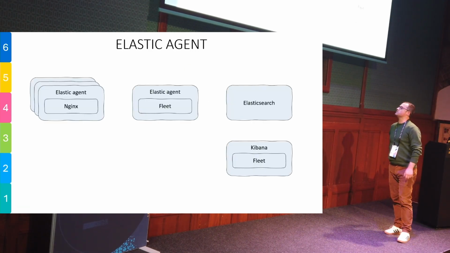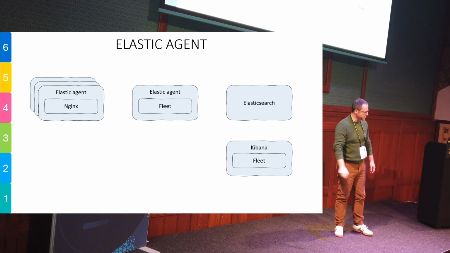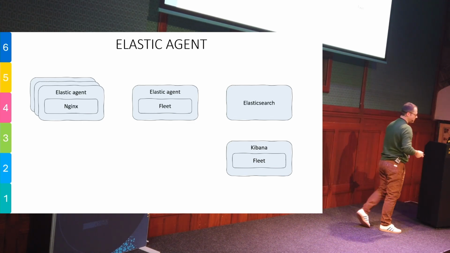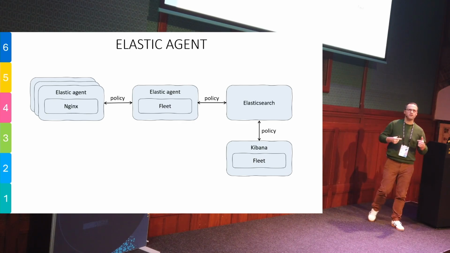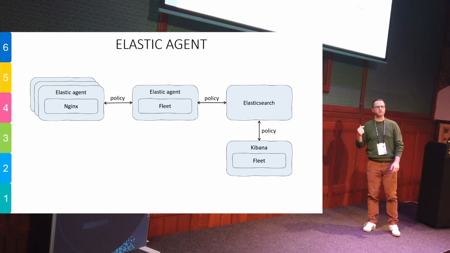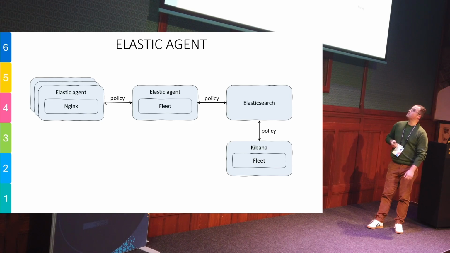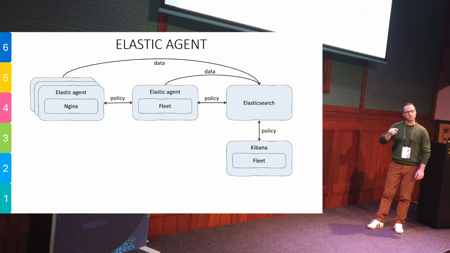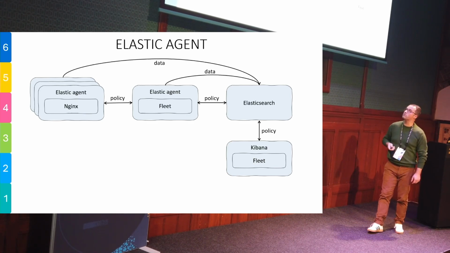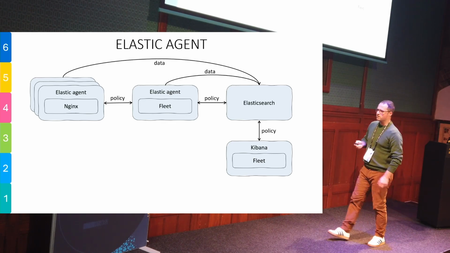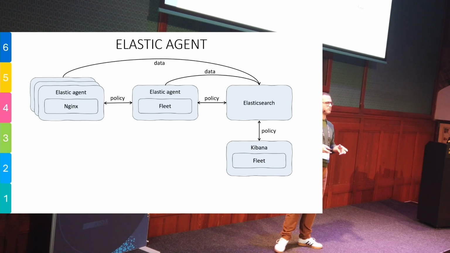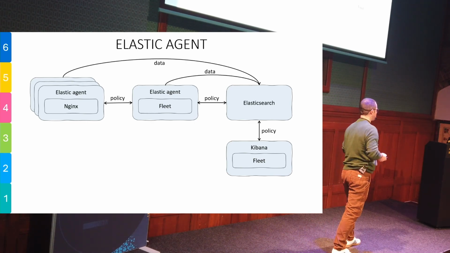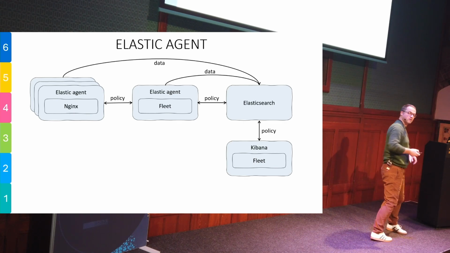Here we have some Elastic agents, Nginx. We have a Fleet server. We have Elasticsearch, Kibana. And it's important to know that the way this works is the policy is pushed and pulled via a separate connection. And this is separate from the data that is sent to Elastic. This is important to know because the more you know about it, the better you can configure it, right? So it's important to know that the policy does not use the same connection.